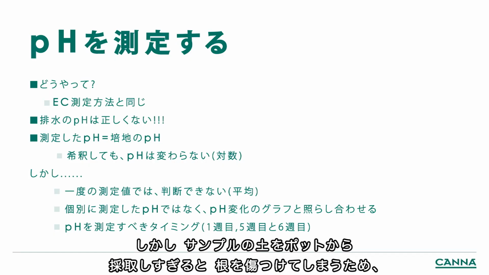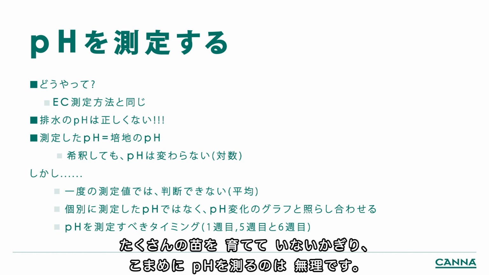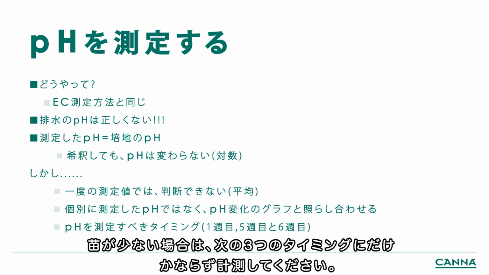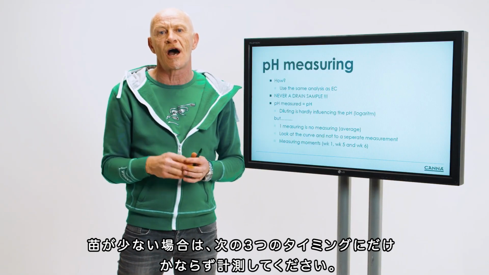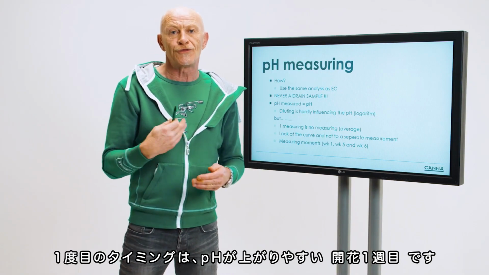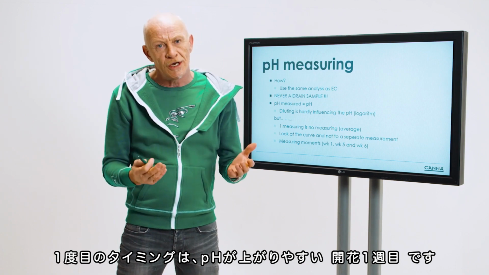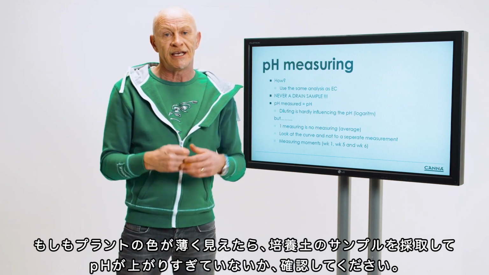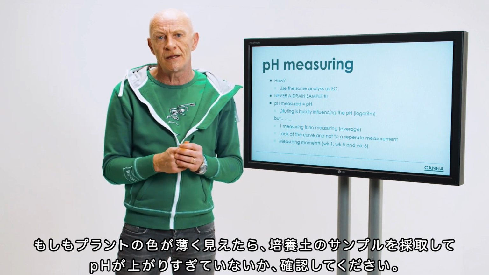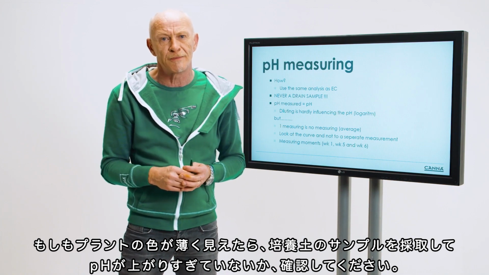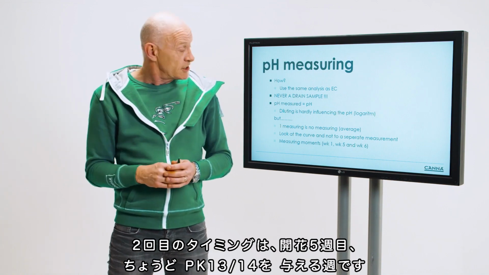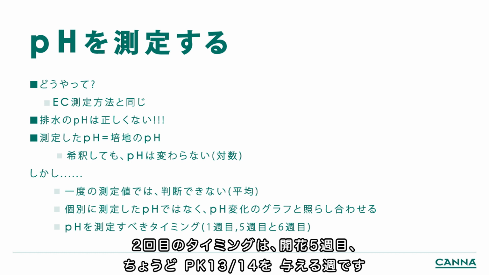It's not always possible that you can take a soil sample. If you have enough plants, no problem, but you do damage the root zone. So if you are limited in amount of plants, at least remember that 3 moments are very important. The first week of flowering, we know the pH can become high. If the plant looks a little bit pale, consider taking a sample to confirm you have a problem with the pH. Another moment, which is week 5, is to take the decision on PK 13-14.